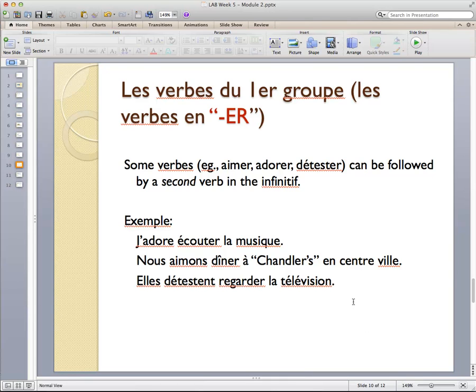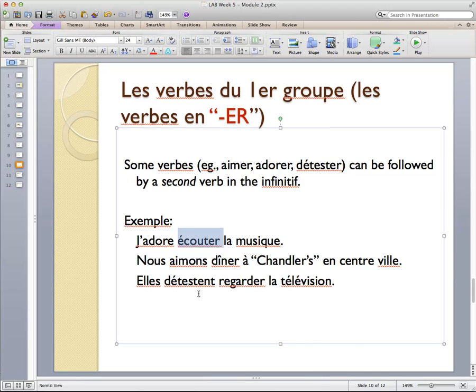They hate watching TV. Now, in English we do something similar. I like to listen. We like to eat. They hate or don't like to watch. Remember, the infinitive is the form of the verb that is to, to, something else. To watch, to dance, to swim, to play, all are infinitives.